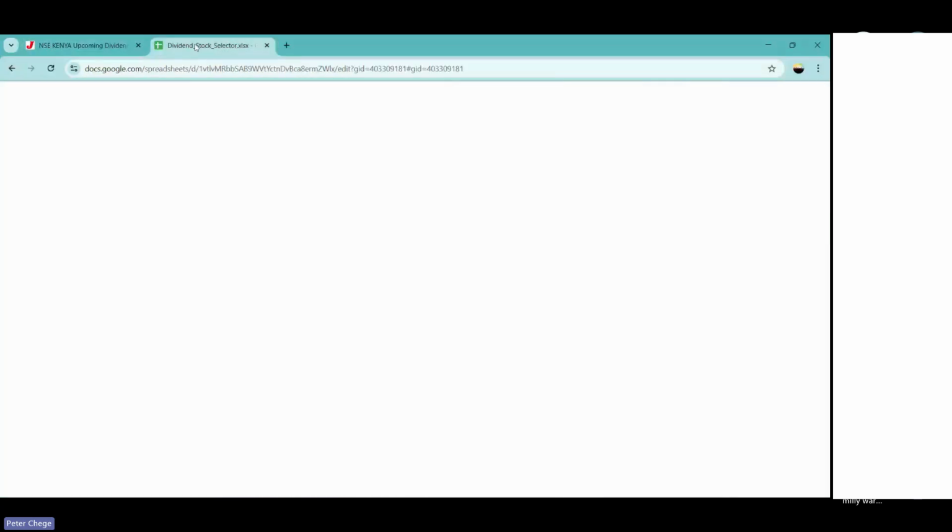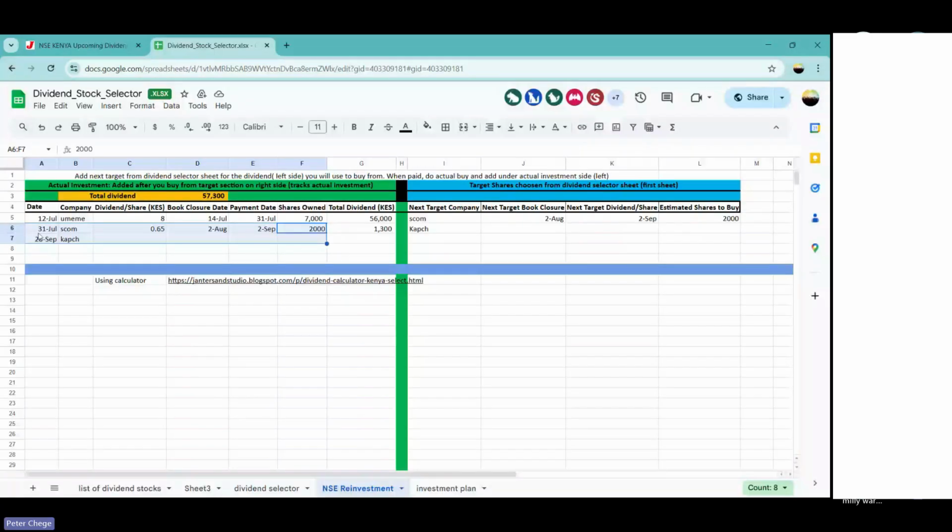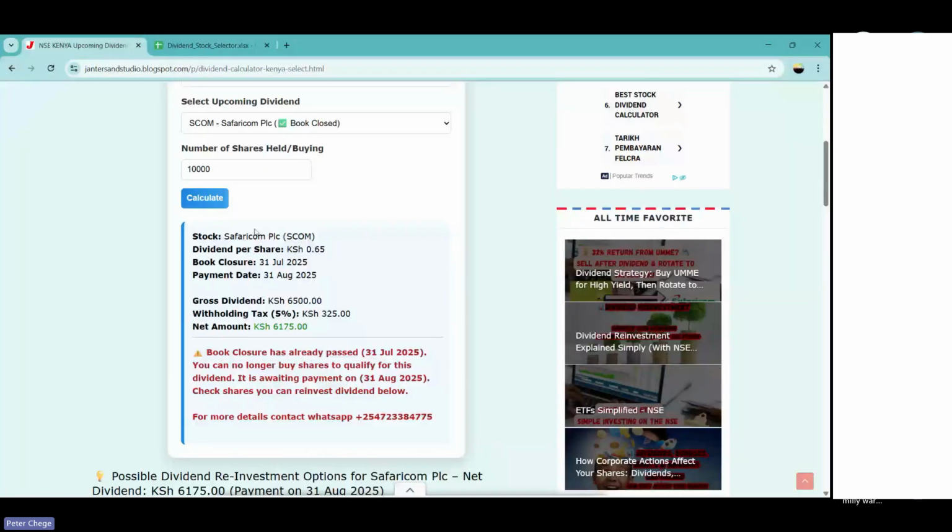We need dates. So this date is the book closure. Let me just confirm that. I'm looking for ESCOM. Should be the payment day. This is the date you receive. So the date on column A is the date you receive your dividend. So let's go to the calculator. The date is this one, 31st August. So you come and feed in 31st August.